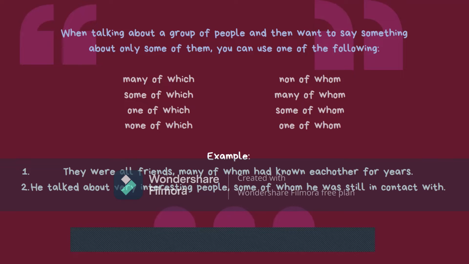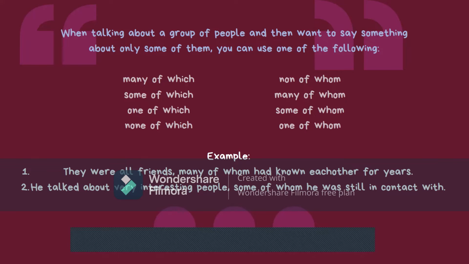Yes, they were all friends, many of whom had known each other for years. Yes, and Lalo, can you read the second example, please? Yes, he talked about very interesting people, some of whom he was still in contact with. As you can see in those examples, we have a group of people, and we want to specify. We want to say extra information about the people, but only some of them, not all of them.